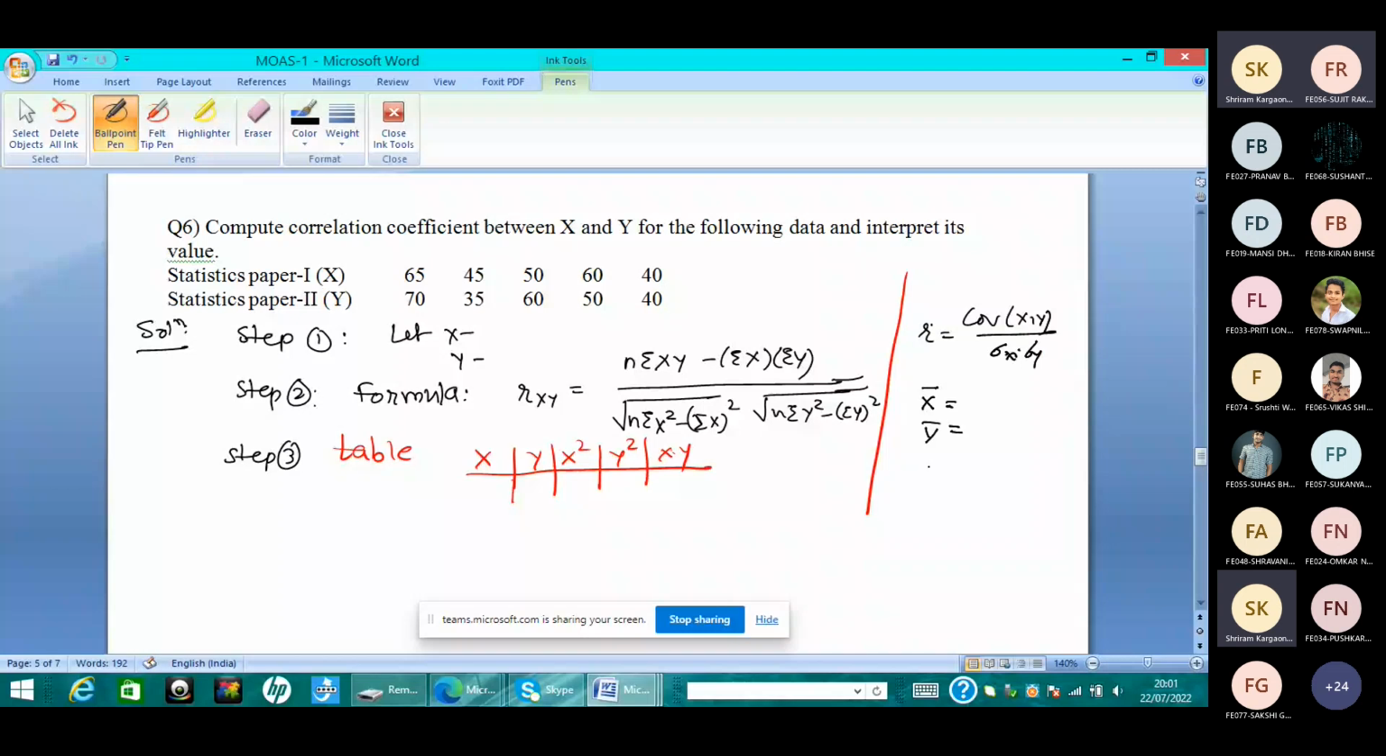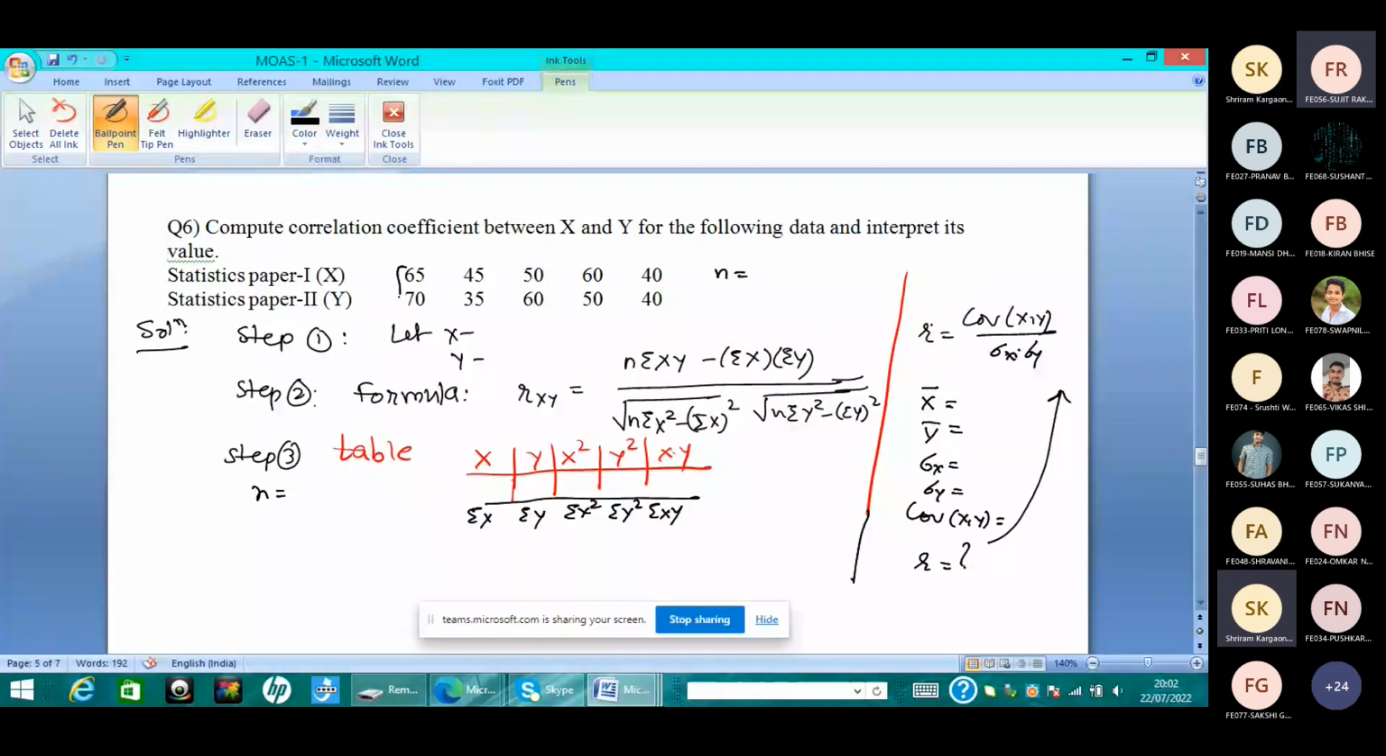I'm telling you an alternate way. Then sigma x, sigma y, then covariance of x y, and then you find the correlation using the formula above. But this is my personal way. I'm not recommending it. If you like it, you use it. Then get all the totals: summation x, summation y, summation x square, summation y square, summation xy, and see the value of n. n is the number of pairs of observations. In this case, how many pairs are there? 1, 2, 3, 4, and 5. So n is equal to 5.